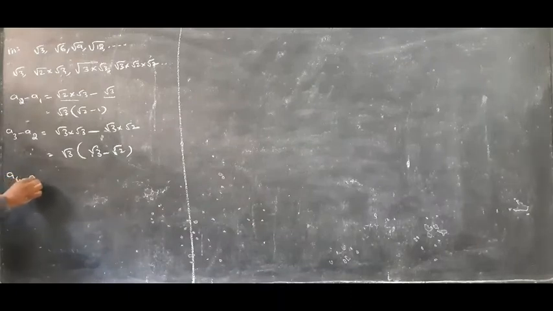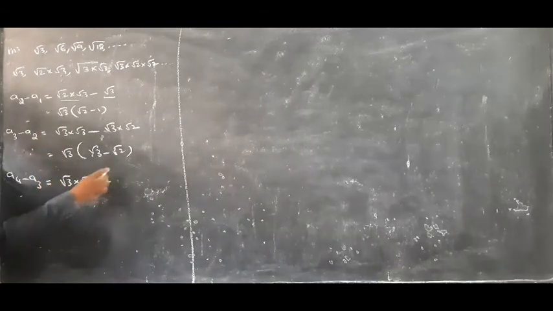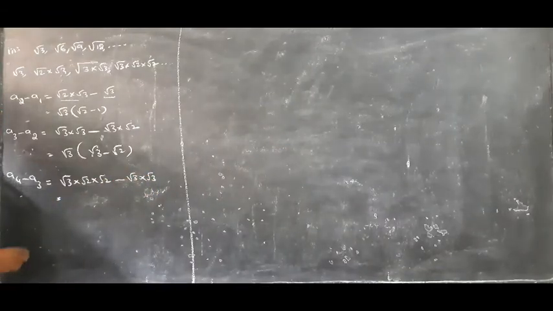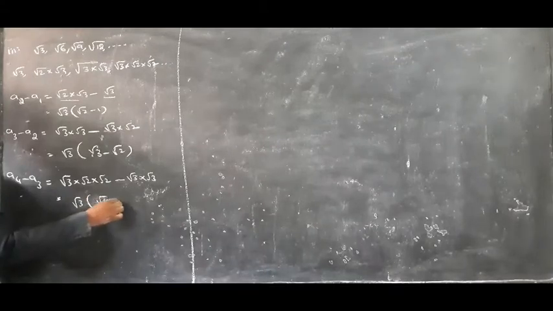Then A4 minus A3, fourth term minus third term. What is the fourth term here? Root 3 into root 2 into root 2 minus root 3 into root 3. From this I am going to take root 3 as common. What is remaining here? Root 4 minus root 3.